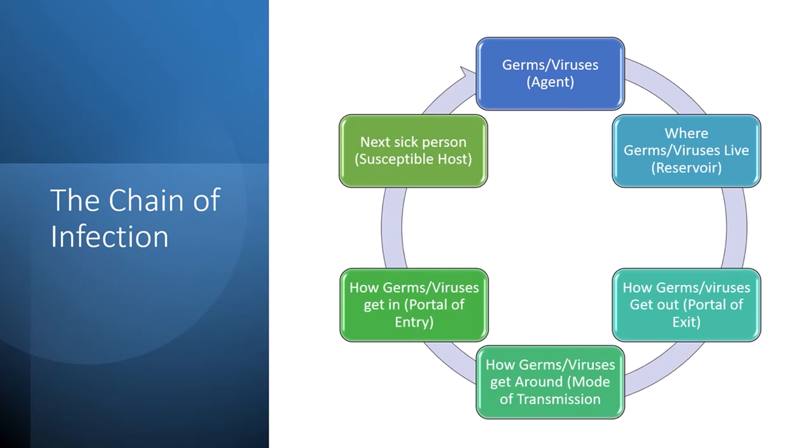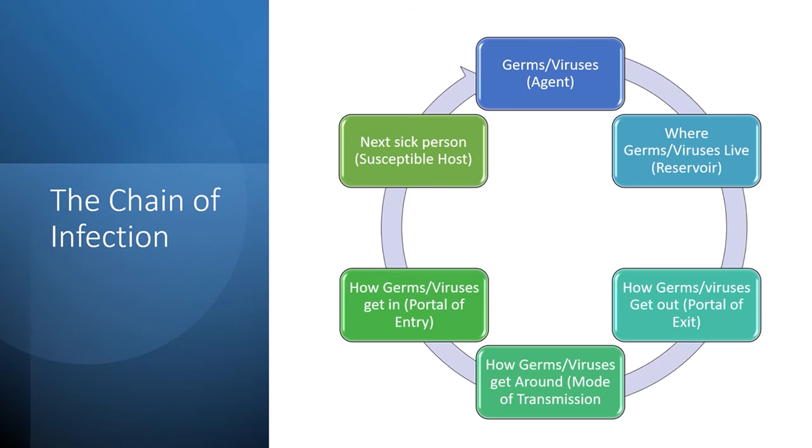All right, so let's talk about this chain of infection. What is this? Well, the chain of infection is the pathway that a germ or a virus takes to move from one person, or a person could be known as a host, to another. Understanding this process can help you and others work to identify the best ways to break the chain of infection and stop the spread of germs and viruses.